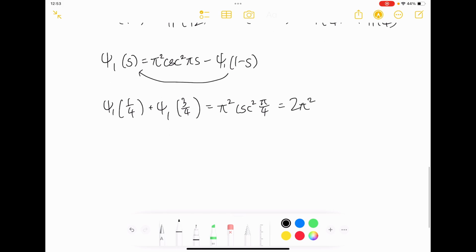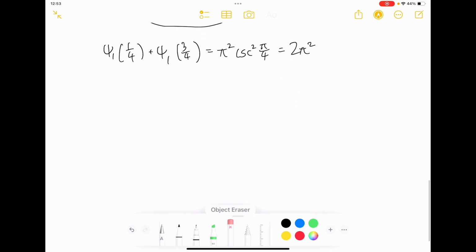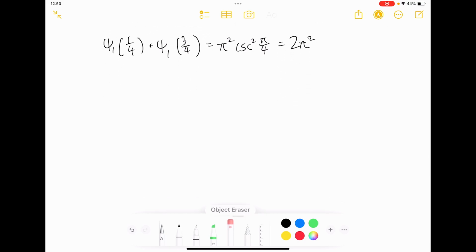I hope that didn't confuse you too much. So what I did was 1 over sine pi over 4. Sine pi over 4 is root 2 on 2, so that's 2 over root 2. That's just root 2. And so this bit is root 2 squared, which is 2. And that gives us 2 pi squared. And yeah, so that's the reflection formula doing its job. That's done now. We are going to also find psi 1 of a quarter minus psi 1 of 3/4. My handwriting's getting worse every single second.